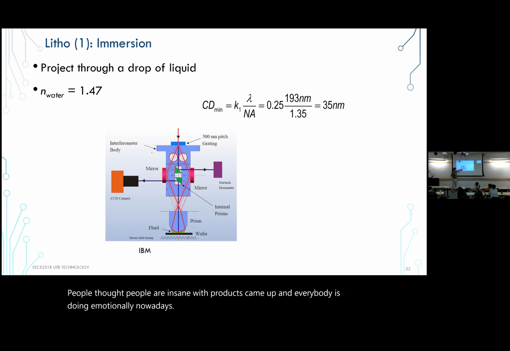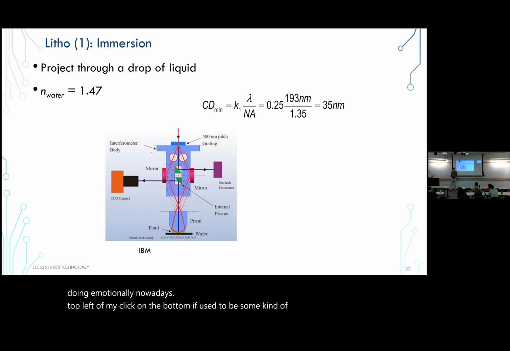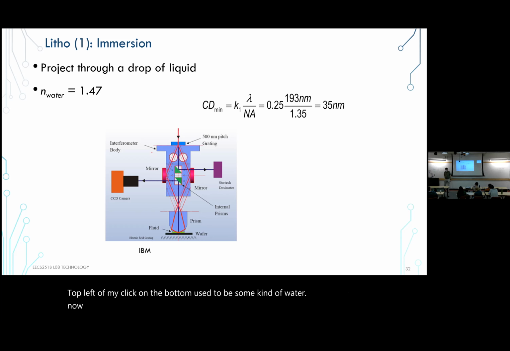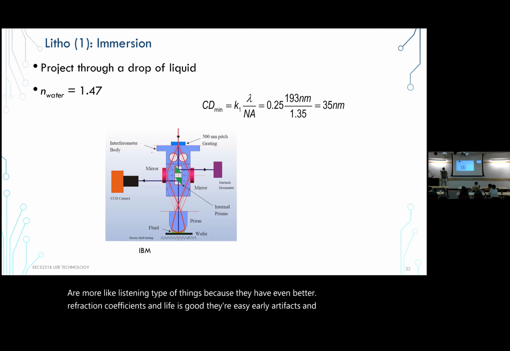So there's a droplet of liquid on the bottom. It used to be some kind of water. Now they are more like glycerin-type liquids because they have even better refraction coefficients, and life is good. There were early artifacts, and some people have shown that a bubble of air would print on the chip, and that's not good. But they have found that out.